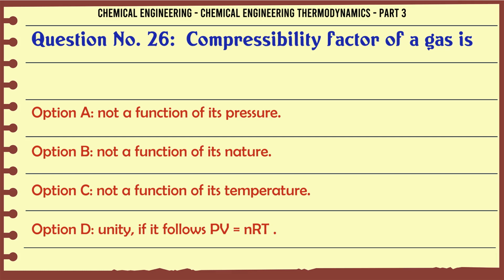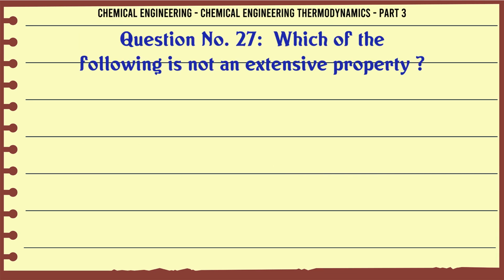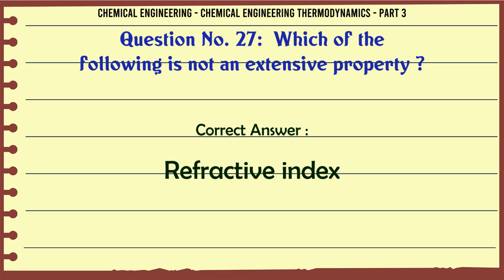Not a function of its temperature, D. Unity if it follows PV/nRT. The correct answer is unity if it follows PV/nRT. Which of the following is not an extensive property? A. Free energy, B. Entropy, C. Refractive index, D. None of these. The correct answer is refractive index.